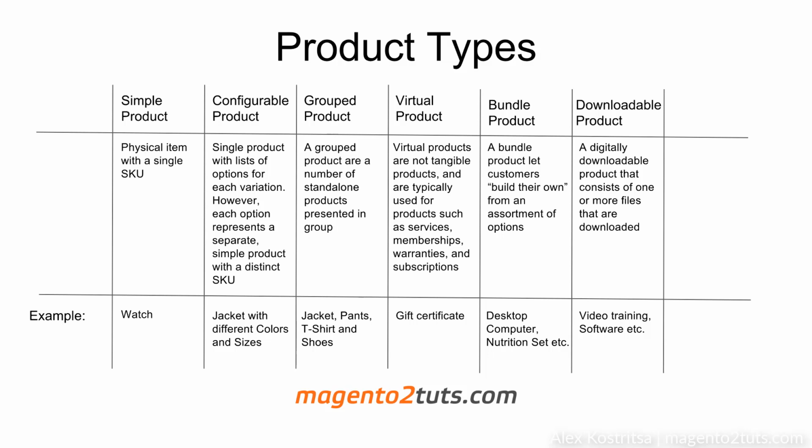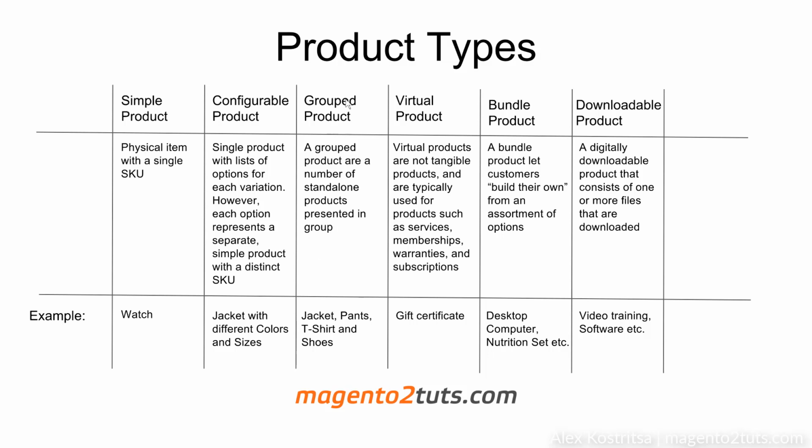So once again, this could be a jacket, but practically it could be whatever, but jacket is a nice example, or a shirt with different sizes and different colors. So that's where we're gonna use a configurable product.